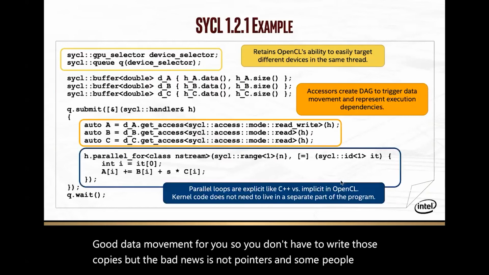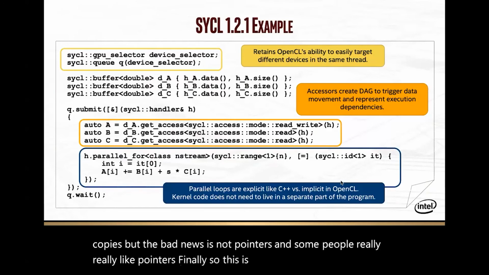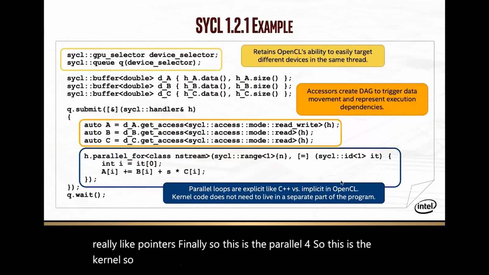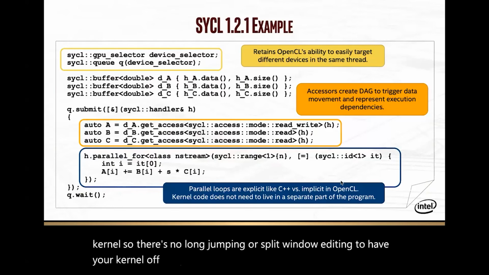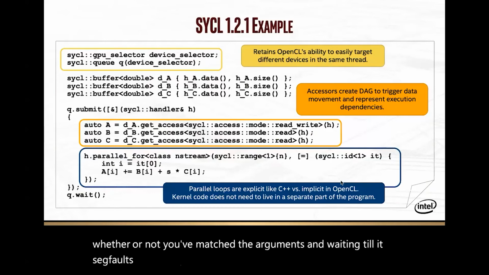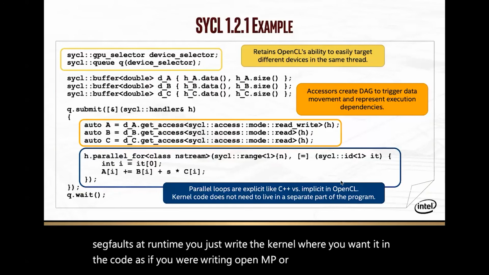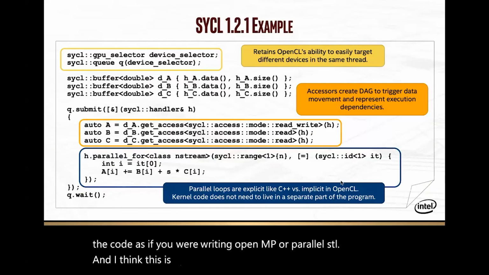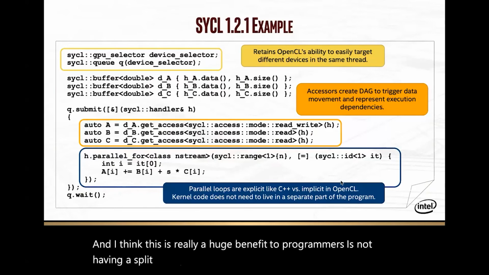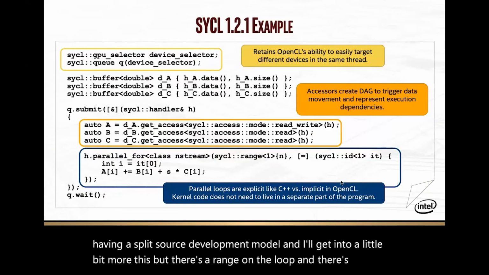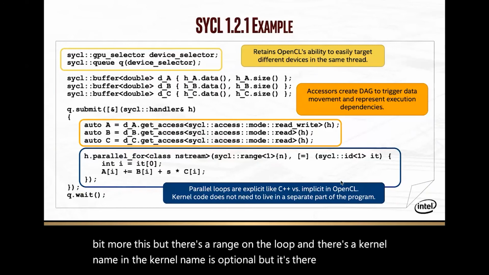Finally, this is the parallel_for. So this is the kernel. There's no long jumping or split window editing to have your kernel off in some other place. You don't have to worry about whether you've matched the arguments and wait till it seg faults at runtime. You just write the kernel where you want it in the code as if you were writing OpenMP or parallel STL. And I think this is really a huge benefit to programmers, not having a split source development model. I'll get into a little bit more of this, but there's a range on the loop and there's a kernel name, and the kernel name is optional, but it's there for tooling reasons in some cases.